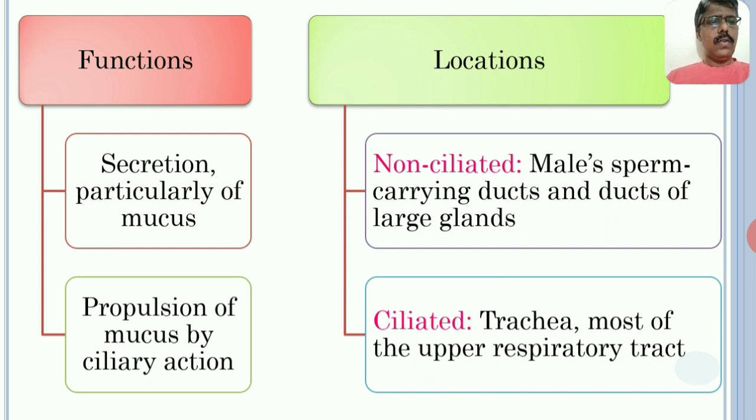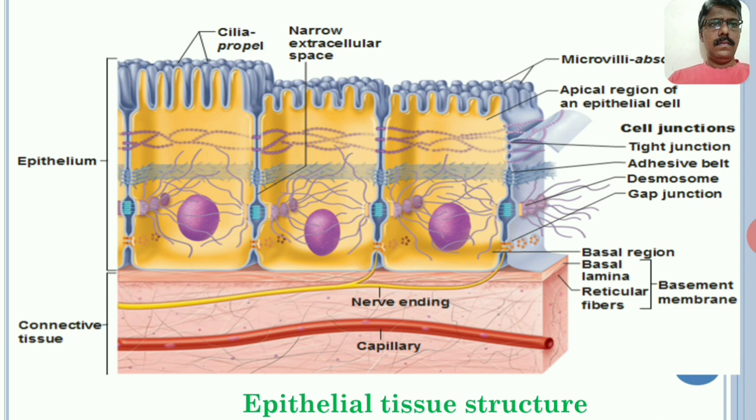Now, where are they located? Locations: non-ciliated, in the male's sperm-carrying ducts and ducts of large glands, and ciliated, in the trachea and most of the upper respiratory tract. Now, this is the structure of epithelial tissue.